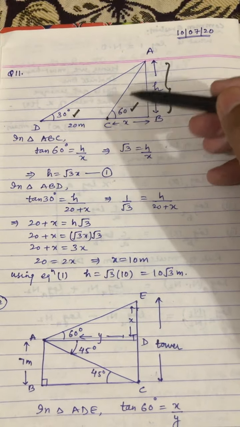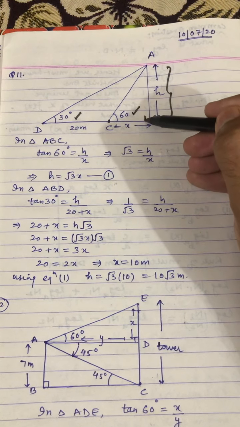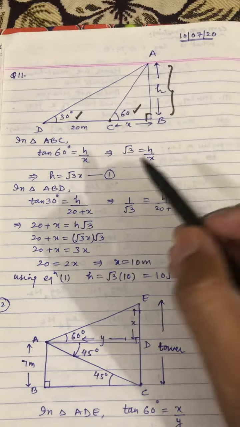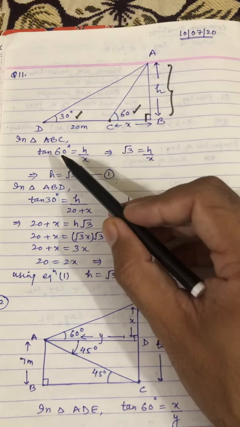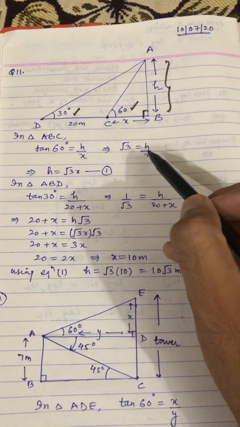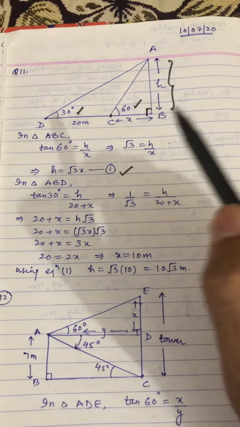Now, as we all know, we have two right angle triangles. This is the first right angle triangle, triangle ABC. So in triangle ABC, if I use the tan 60 relation, tan 60 is root 3, h upon x. On cross multiplying, you will get this equation, h equals x root 3.